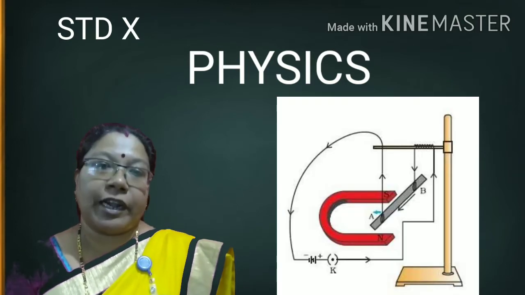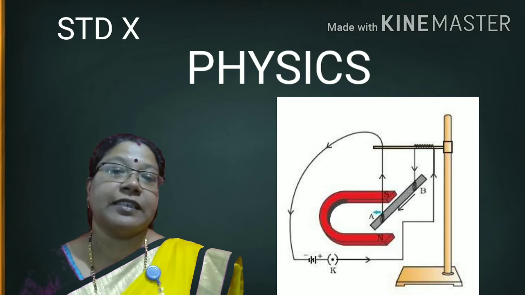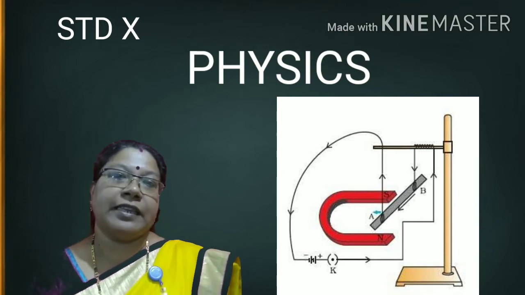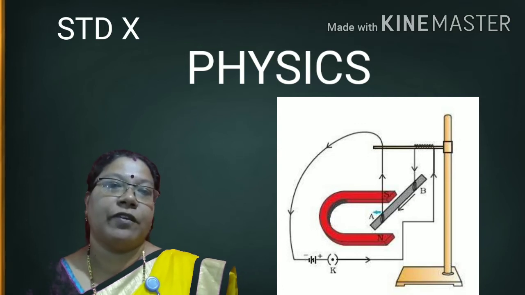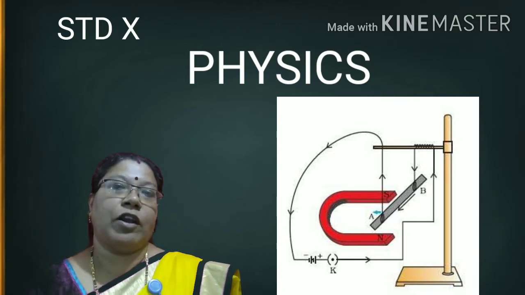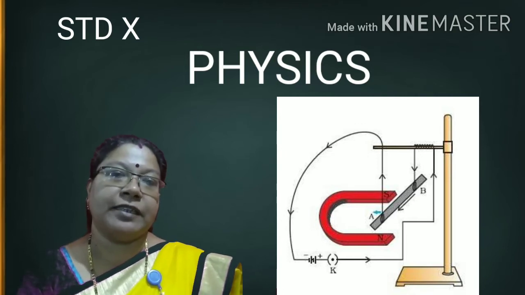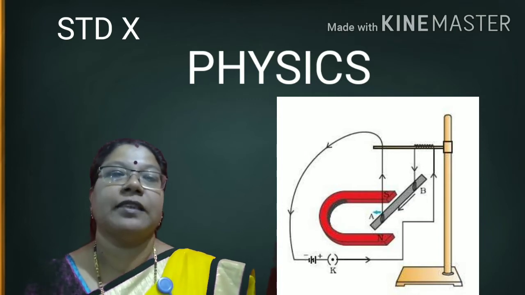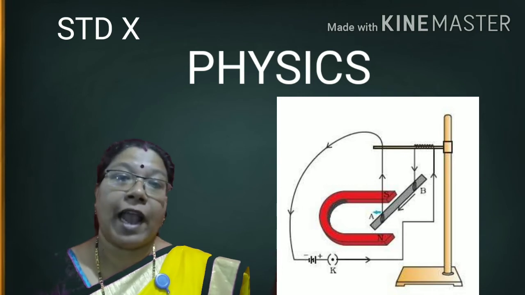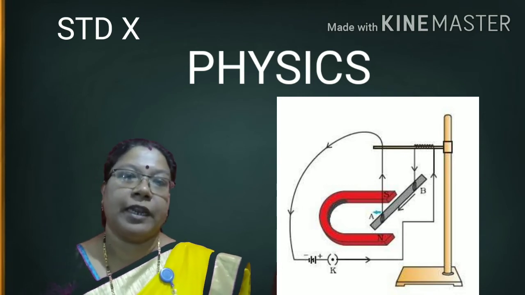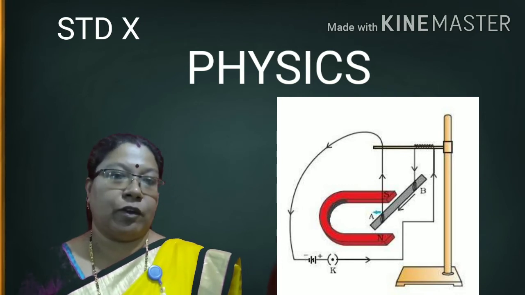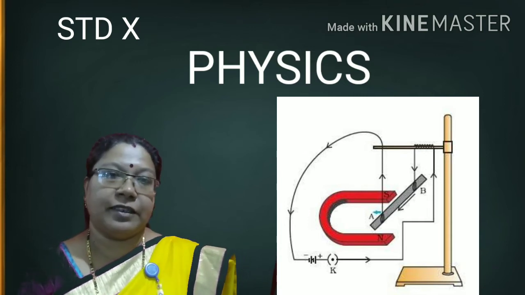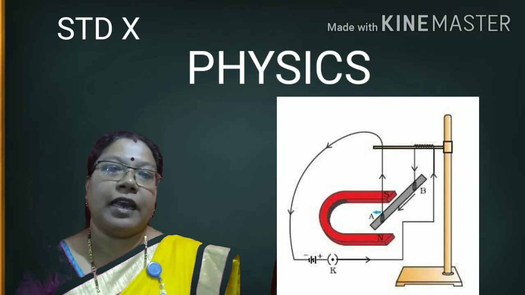In your textbook a figure is given, in which a current carrying conductor is placed in between the poles of a horseshoe magnet, or of a magnet. When electricity passes through that conductor, what happens to that conductor? That is shown in your textbook figure. So let us check what happens.